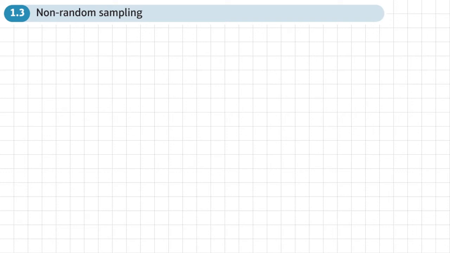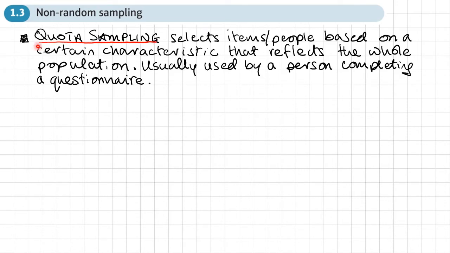This is the third section on chapter 1 on data collection, and this section is about non-random sampling. Now this section doesn't contain any examples, it's purely definitions. So the first type of non-random sampling is quota sampling. Now quota sampling selects items or people based on a certain characteristic that reflects the whole population.